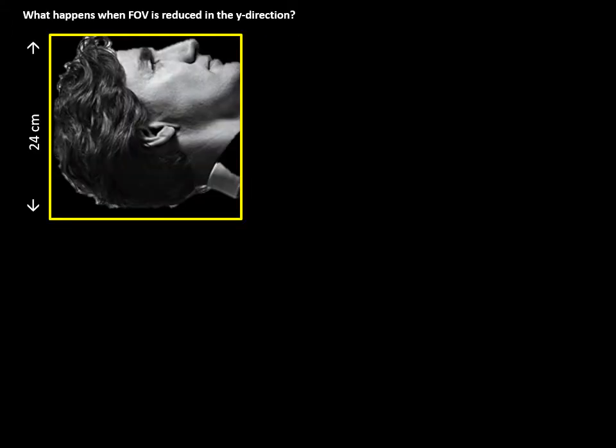What happens when the field of view is reduced in the Y direction? We're going to use the same example as previously. We're going to examine the head, and we're going to start with a 24 centimeter field of view in the Y direction and in the X direction. We are going to then look at what happens if we reduce the field of view in the Y direction from 24 centimeters to 20 centimeters and keep everything else the same.